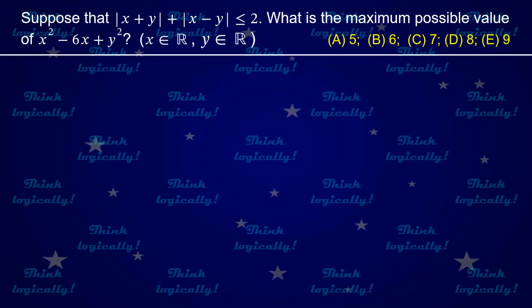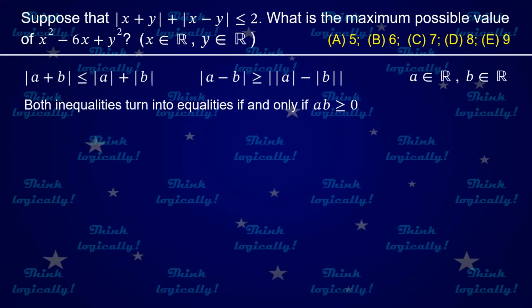For the solution, I used the following well-known inequalities, applying to any real a and b. The proof you can find in particular in one of my previous videos. What is really useful for the solution? When the product AB is non-negative, both inequalities turn into equalities.